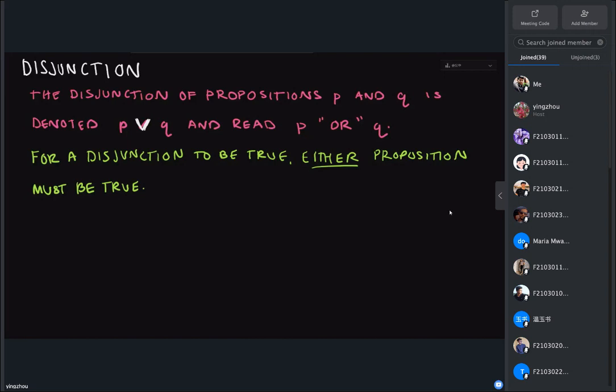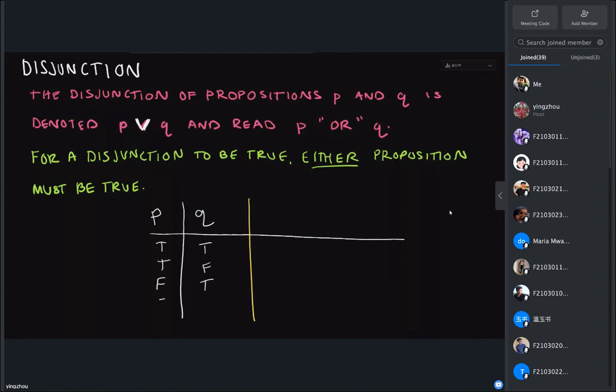Again, when I create my truth table, I'm always going to start on that left side, where I'm giving all of the different combinations. And on the left side, again, I've got true, true, true, false, false, true, false, false. So that's just the combination side. I haven't done anything there. On the right side is where I'm going to write whatever my results are. In this case, the connective is the disjunction. I'm going to write P or Q.